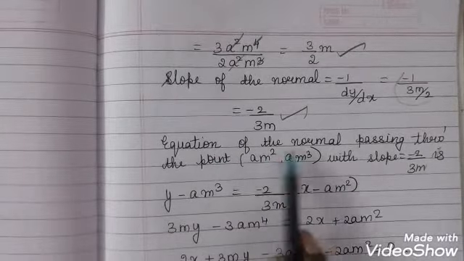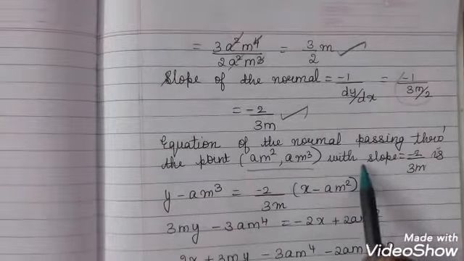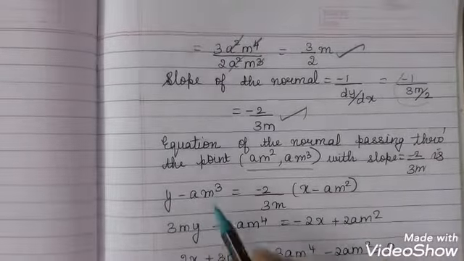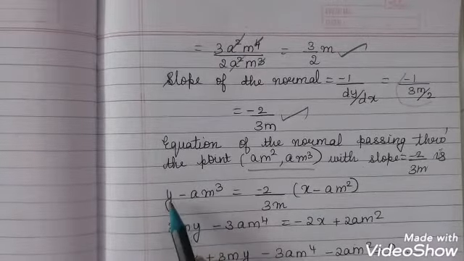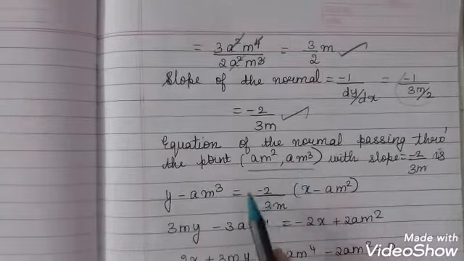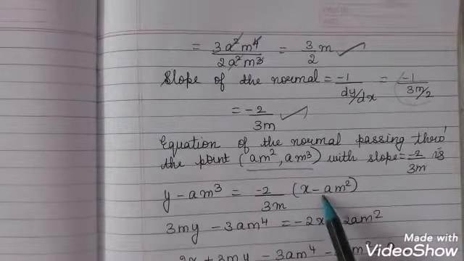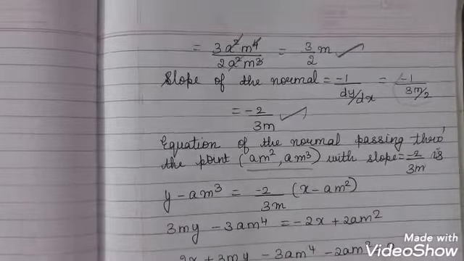Now we'll find the equation of the normal passing through the point (am², am³) with slope equal to −2/(3m). So what will I have? You know the formula, I wrote it in the beginning itself, y − y1. So what will you have? y − am³ = −2/(3m) into (x − x1). What is x − x1? x − am² you get.